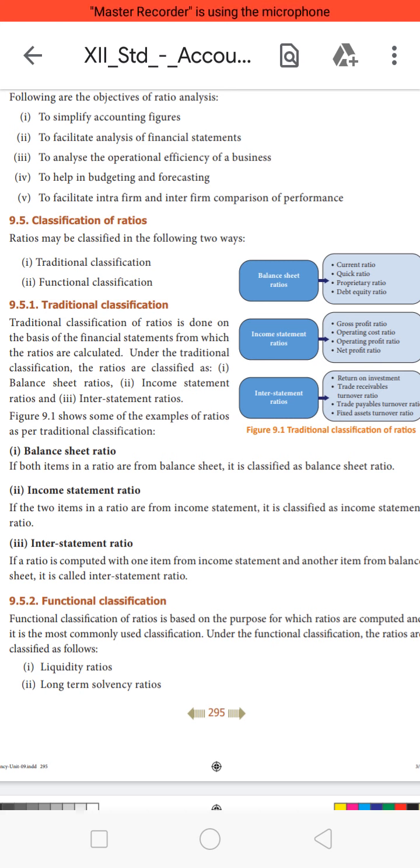Okay, so you have examples here. Balance sheet ratios: you have your current ratio, quick ratio, proprietary ratio, and debt equity ratio. Income statement ratios are gross profit ratio, operating cost ratio, operating profit ratio, net profit ratio. And the last one is interstatement ratios: you have return on investment, trade receivables turnover ratio, trade payables turnover ratio, and fixed assets turnover ratio. So with this, I'll wind up today's session.